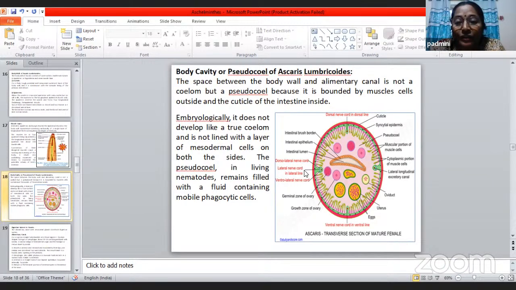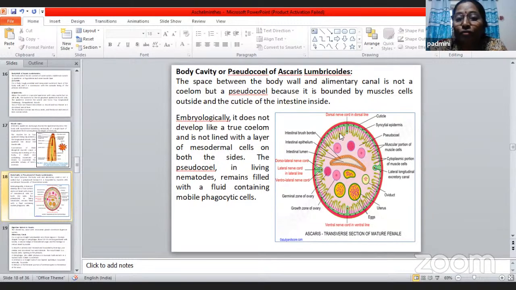Also you can see over here the lateral nerve cord, the lateral line. These two are the lateral lines. This is the dorsal nerve cord, and this is the ventral nerve cord. From this lateral nerve cord to the ventral nerve cord is one quadrant. So this is the first quadrant. From this point to this point is the second quadrant, then the third quadrant. And from the dorsal nerve again to the lateral side is one quadrant.